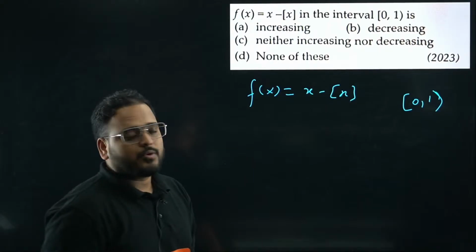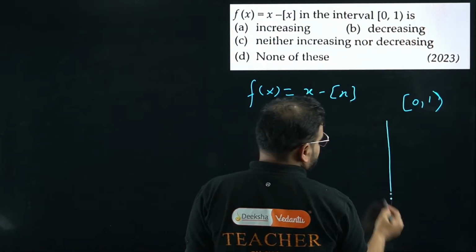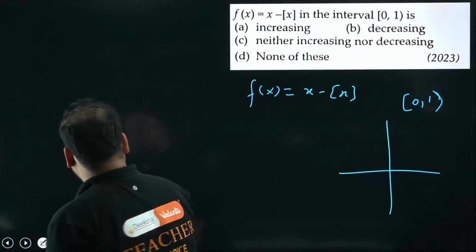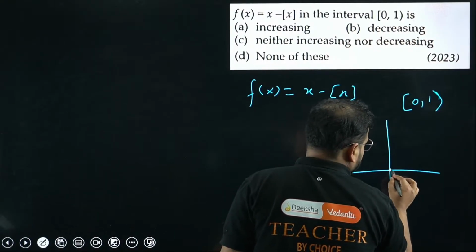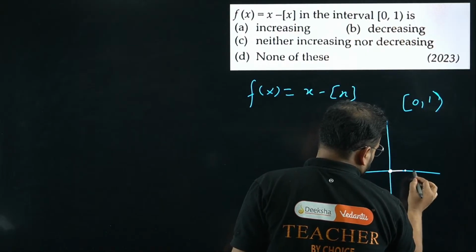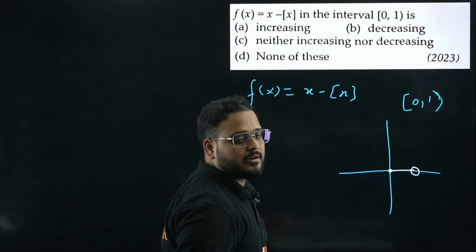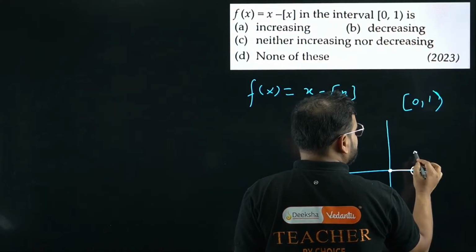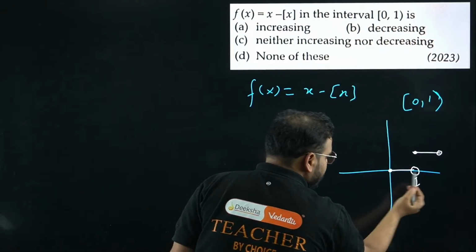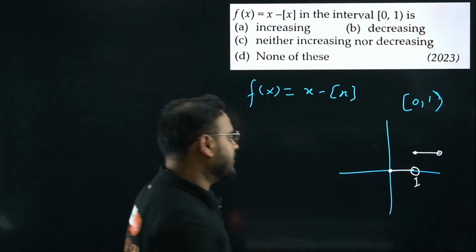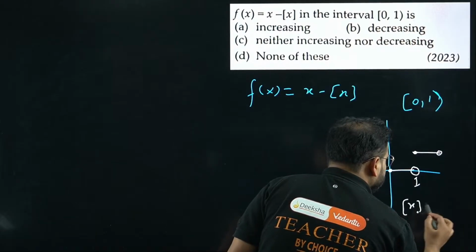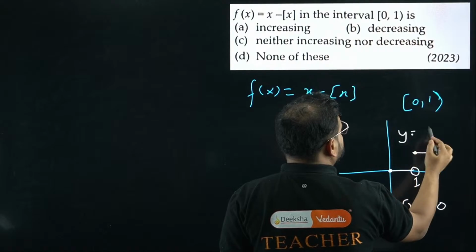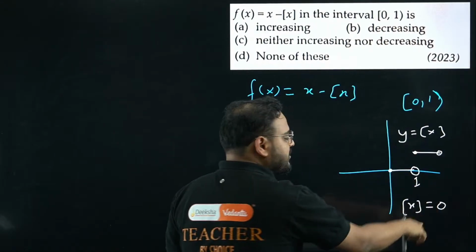Great. If you remember the graph of this, I have taught you guys so many times. It is 0 for all the values till 1. Till 1 it is 0 only. And at 1, it becomes equal to 1, and the same goes over here. So between 0 and 1, this will always be 0. This is the graph of y equal to GIF of x.